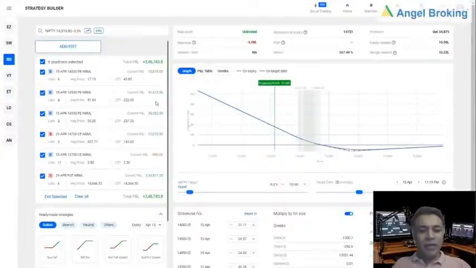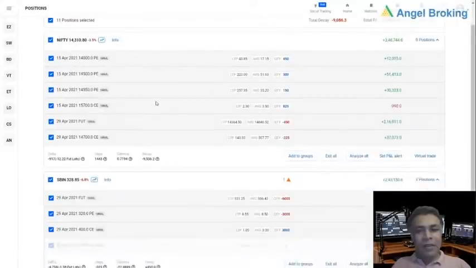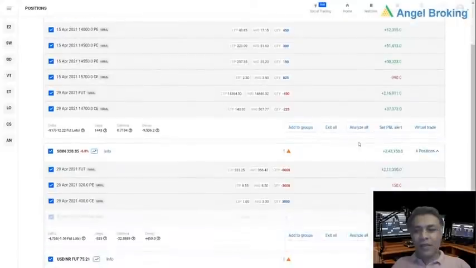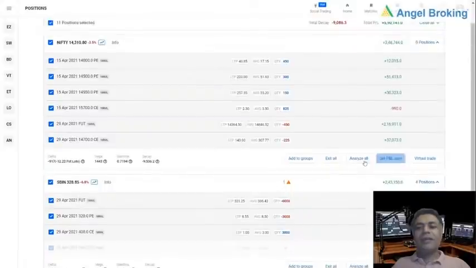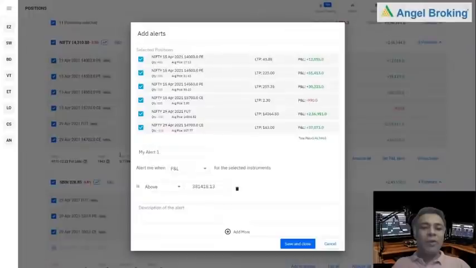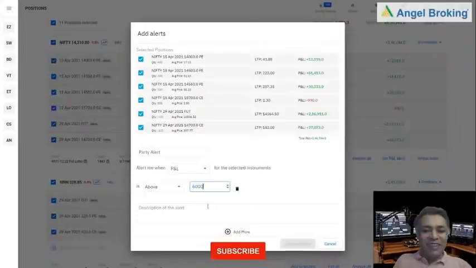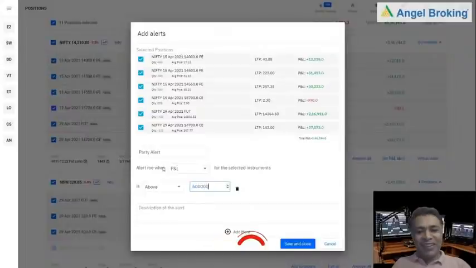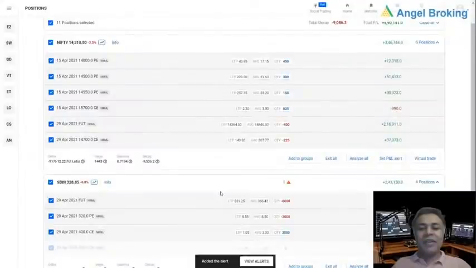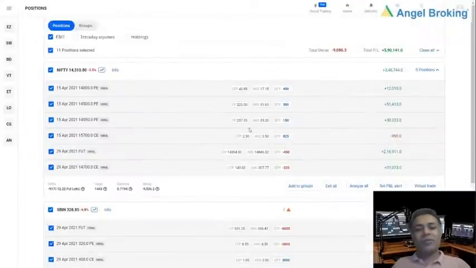Let's go back to the positions page and see what else you can do there. You can also trade right from here. You can also set a P&L alert on your position. So if my P&L goes above 6 lakhs, please tell me that it is happening. Right. So I can just do save and close, and it will let me know on my WhatsApp number when my P&L hits that number. So I can also set a P&L alert, and that's how it works.